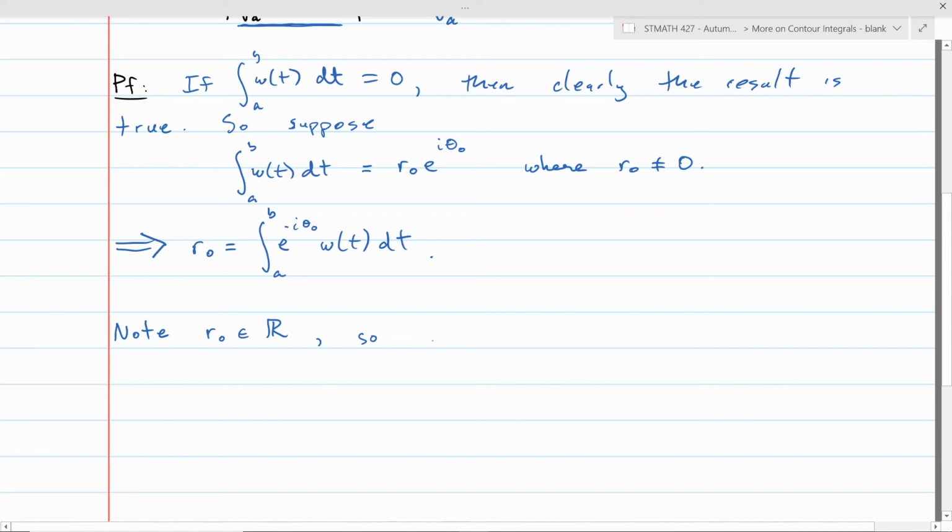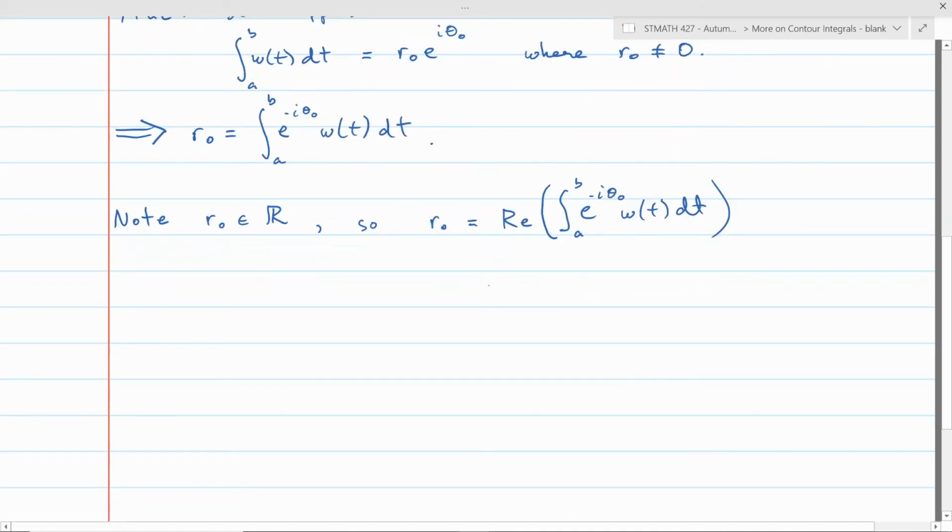You have to remember the way that we compute these integrals: you break it into a real and imaginary part, and then you integrate the real part and the imaginary part separately. But since that integral works out to be a real number, that means that the integral of the imaginary part is 0. So you can say that r naught is equal to the real part of this integral, which by the way that we compute those integrals is really just integrating the real part of the integrand.